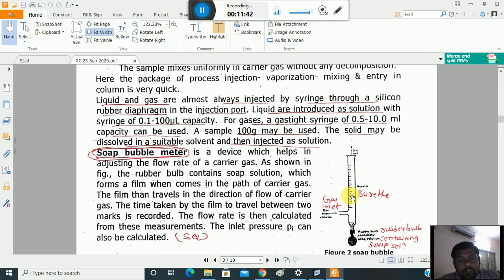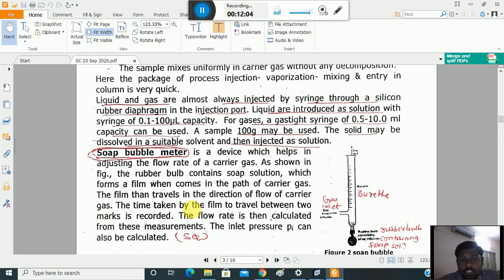By that way you can easily find out the flow rate per second or flow rate per minute, and you convert that into minute, okay. Particularly with the help of a soap bubble meter. Also the film comes in contact with the path of a carrier gas. The film then travels in the direction of the flow of the carrier gas.